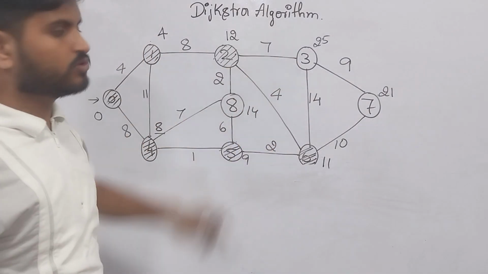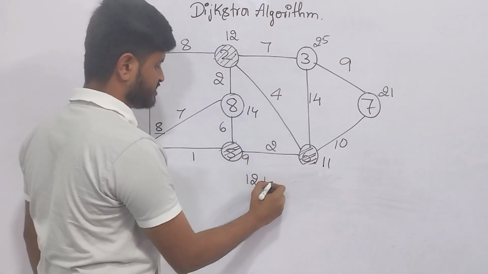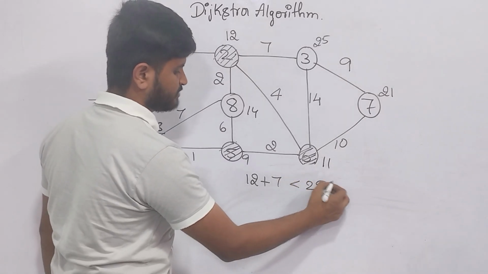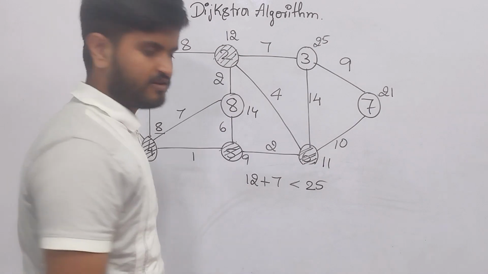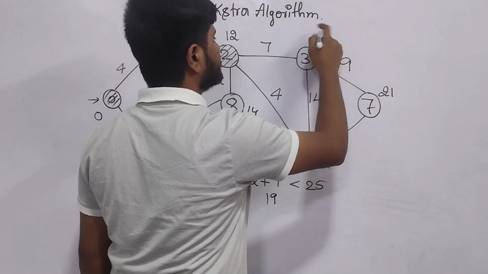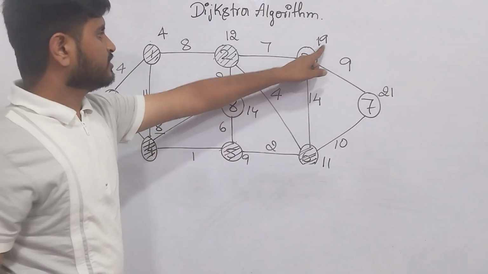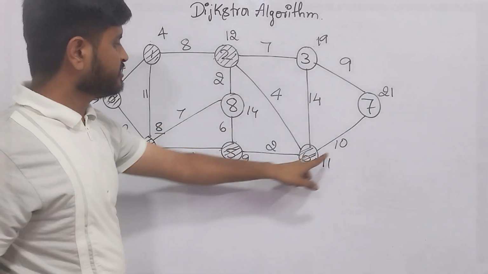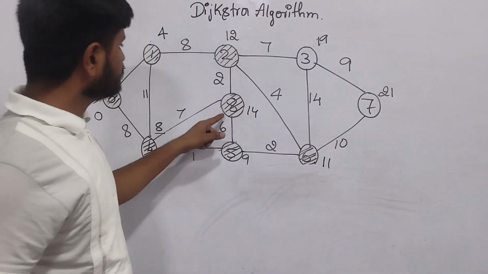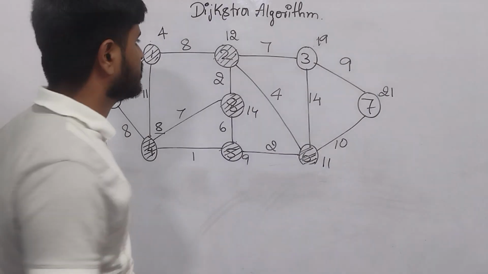From the second node I can move to the third node. The initial value of the second node is 12, plus the cost from 2 to 3 is 7, which must be less than the initial value of the third node, that is 25. So 12 plus 7 is 19. Is 19 less than 25? Yes. So I will write 19 here. Now I know the value of the third node 19, 14 and 21. Which is the smaller? 14. So I can move to the second node, fifth node, fourth node. All are traversed. So I will stop here.